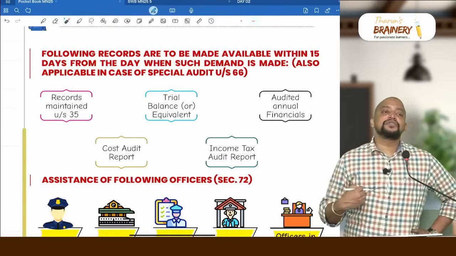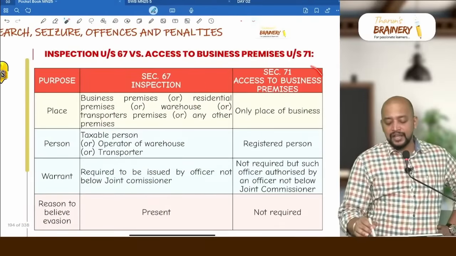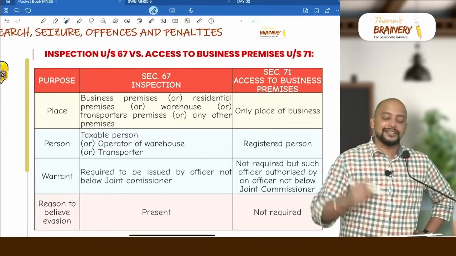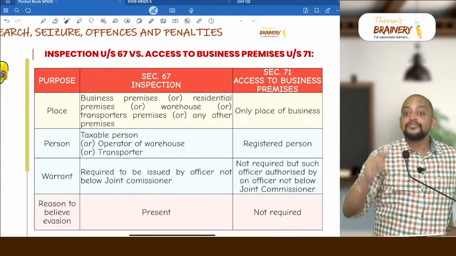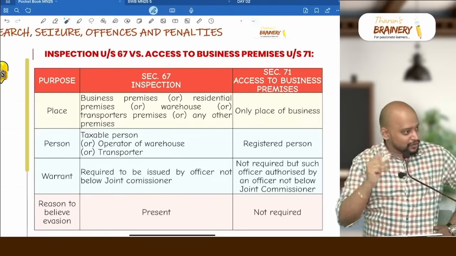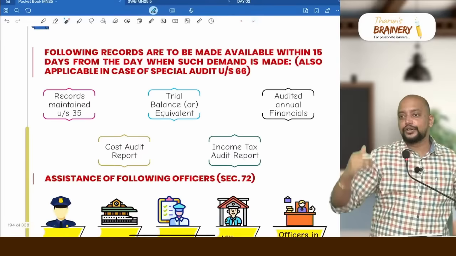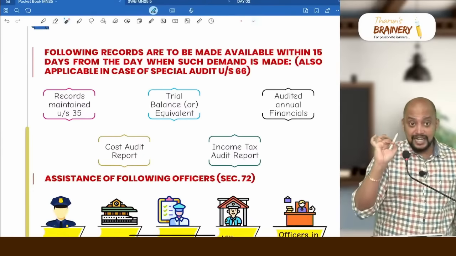What is the time limit within which we need to give? 15 days. For example, today one officer is coming for access to business premises and says that I want to check your records. Right now revision batch is going, you go and come later. I can tell 15 days is the time that I have. You understood or not? So 15 days time I have. So not that immediately I need to give all the documents. 15 days, not working days. 15 days, keep that in mind.